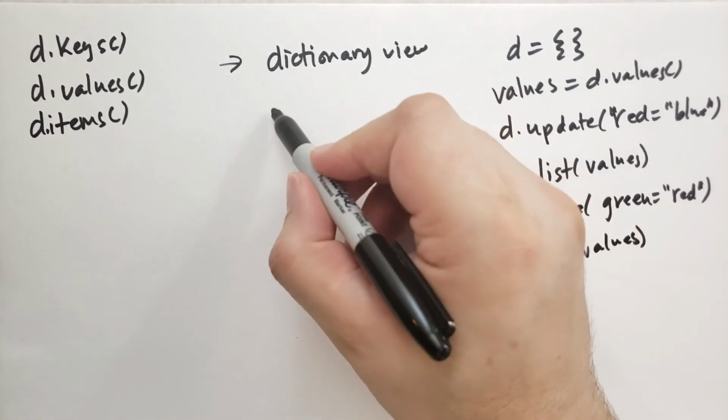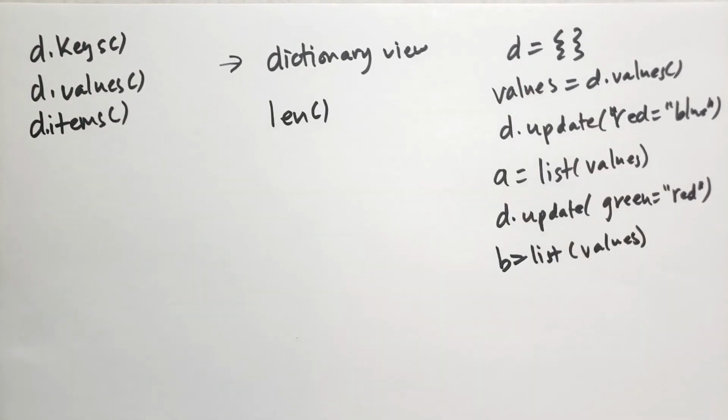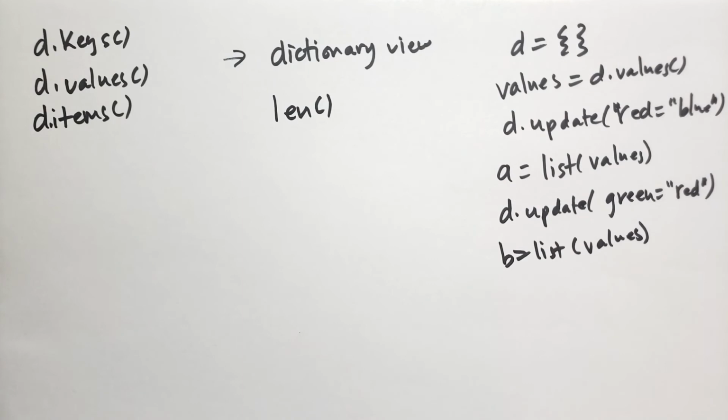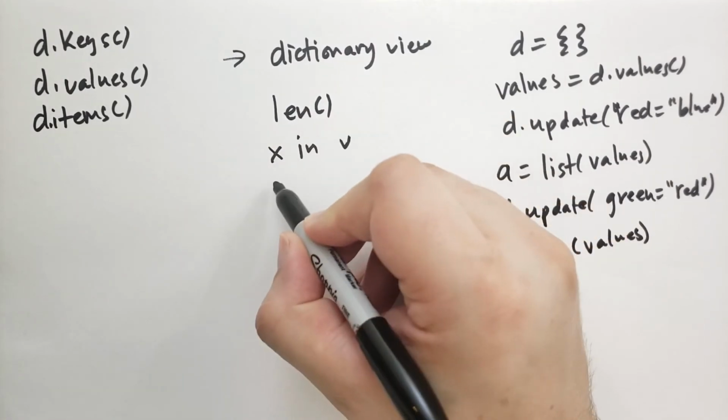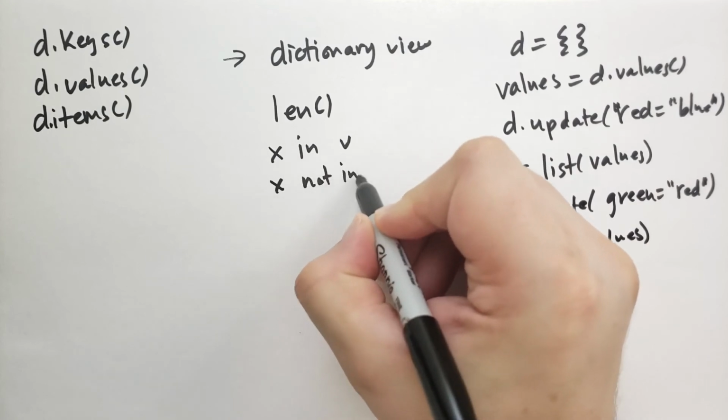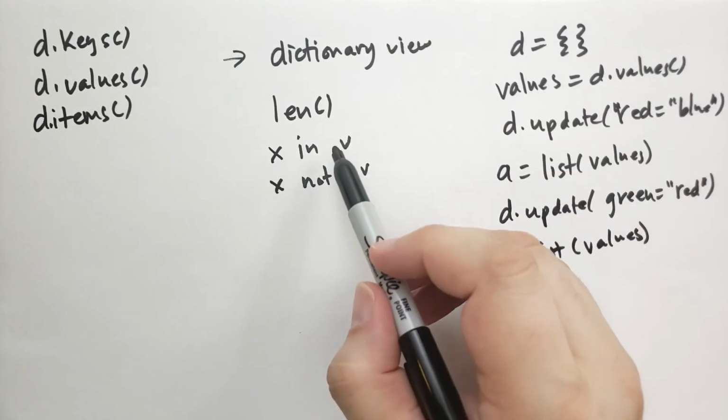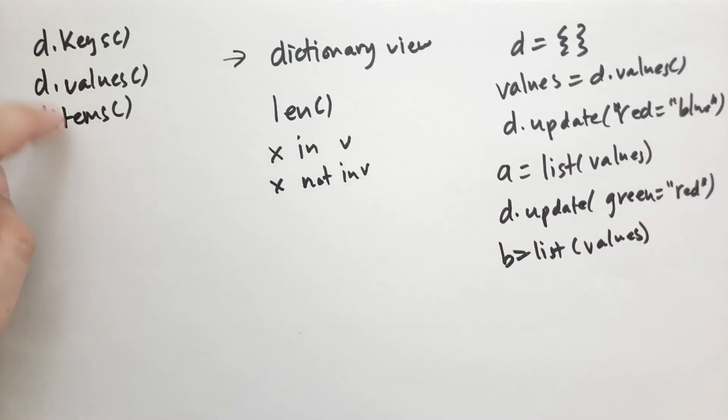You can also, on the dictionary view, pass them into a len to get the length of the number of values or keys in the sequence. You can also do X in the view or X not in the view. And that will test whether X is in the keys or the values or the item pairs.